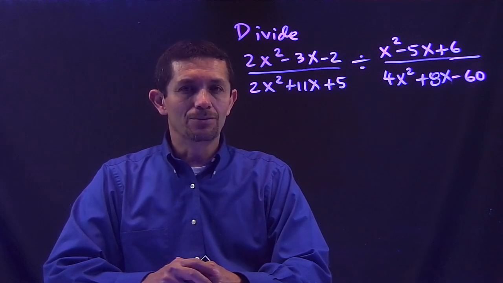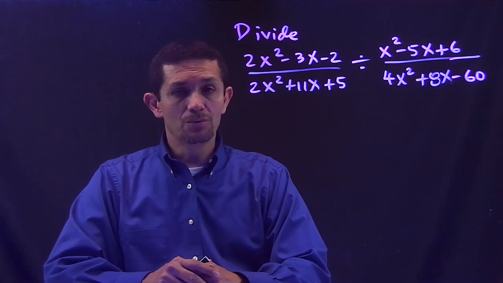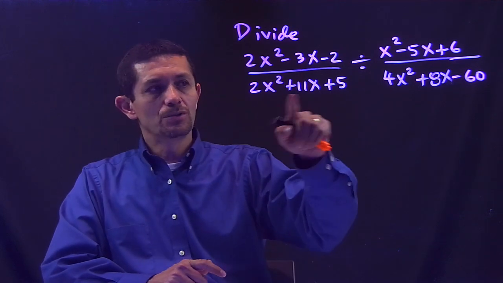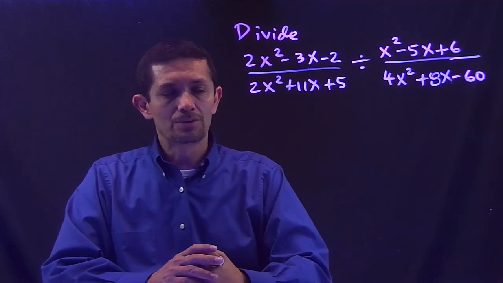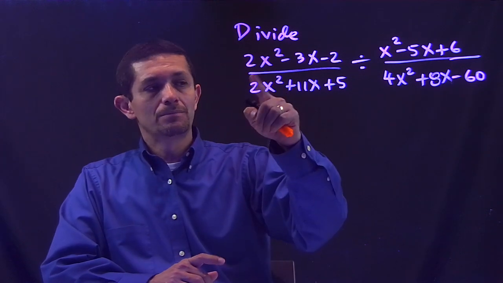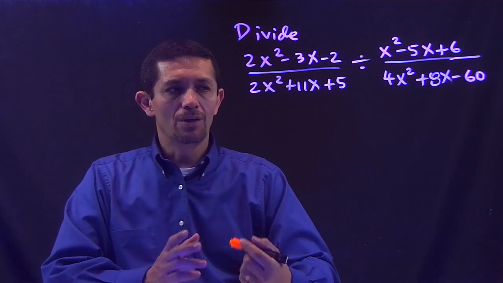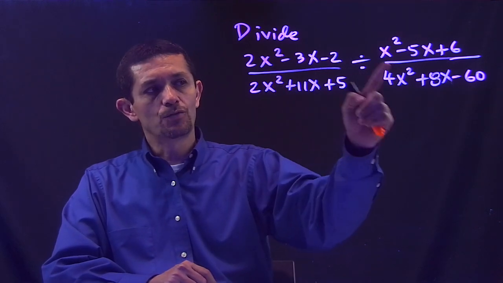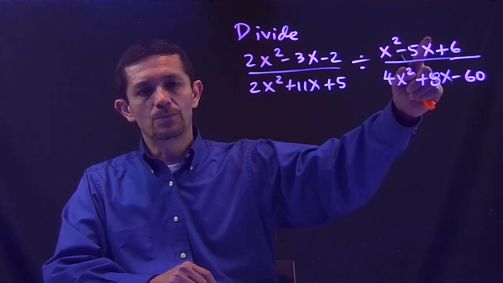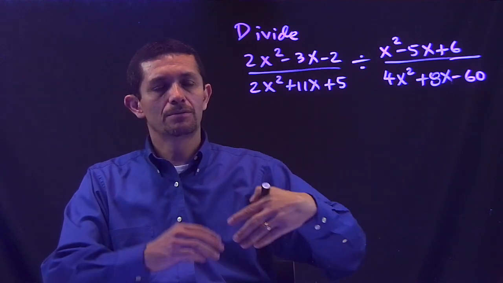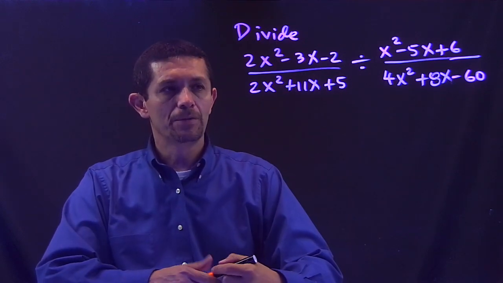Okay, so the whole thing with this is that if you notice, I have a bunch of trinomials, and almost all of them have a leading coefficient. So that means you have to factor. This one is an easy one, but these three are more complicated.